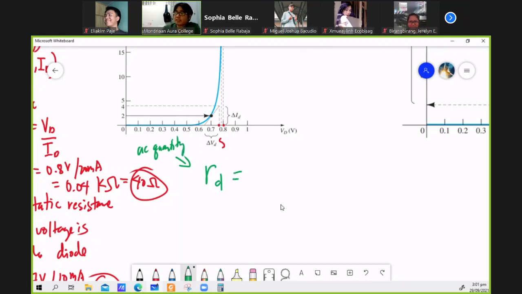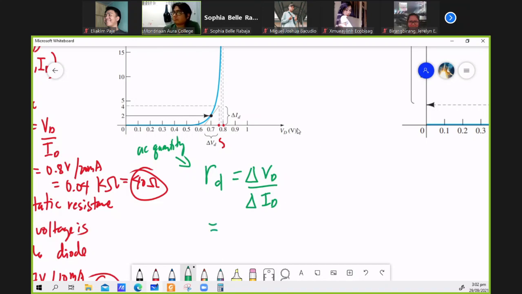Ohm's law pa rin. Di ba kanina, volts over kuryente para makuha yung resistance? Ganon din naman dito. Volts over kuryente. Eh bakit capital? Kasi we're taking the derivative, delta, for change. Don't worry, di tayo magde-derivative for now. Okay? You can think of delta as the change in diode voltage. Okay? Delta ID is the change in diode current. Okay? Paano natin makukuha? It's very simple.